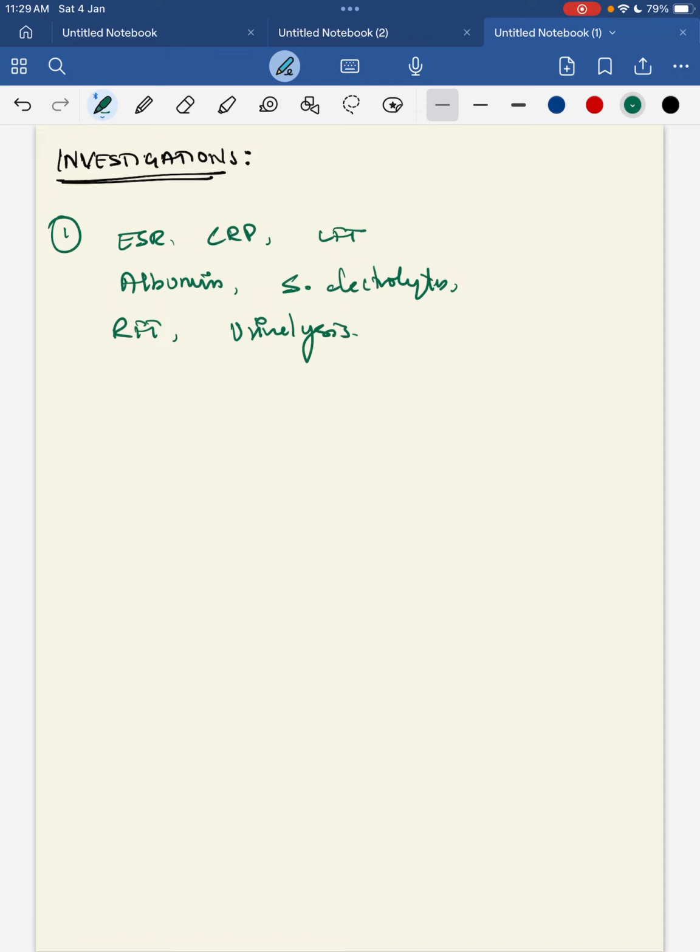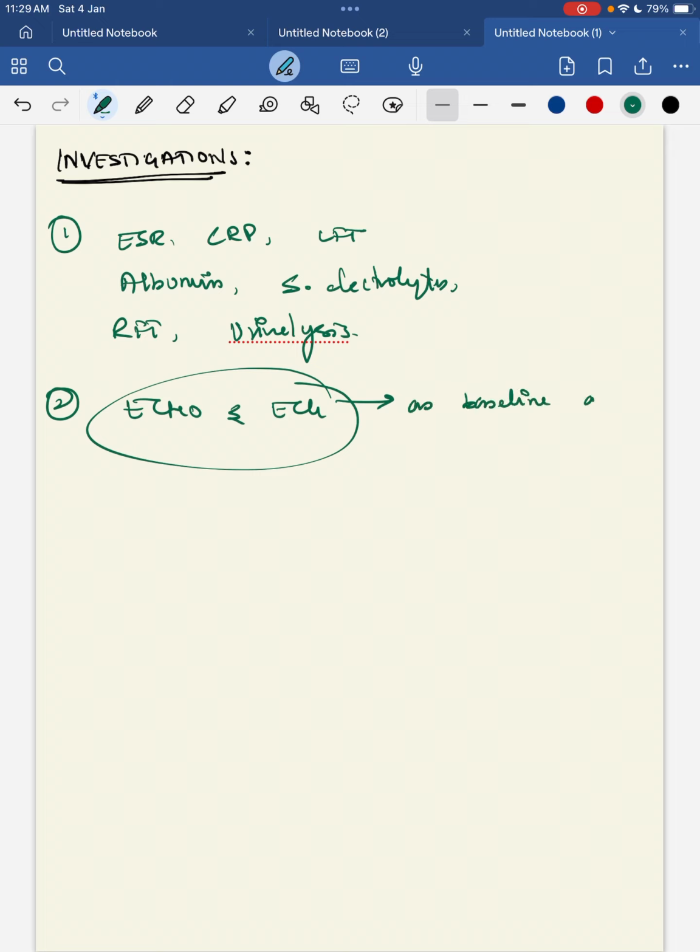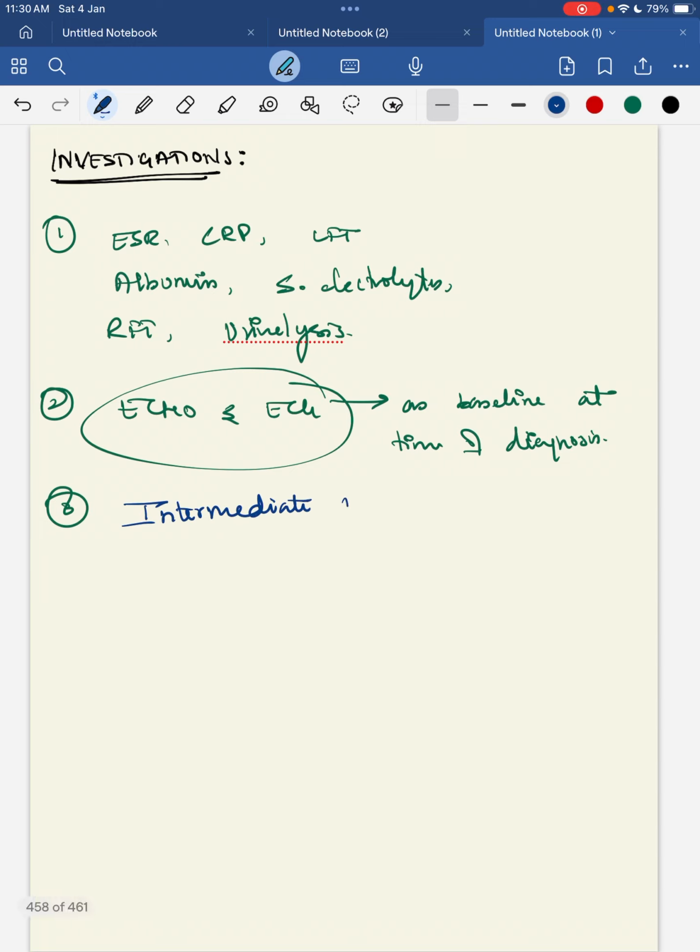When the child's initial echo is normal and the child has fulfilled your clinical criteria for Kawasaki disease and you have treated the child with IVIG, after 2 weeks of your initial IVIG, you take another echo that is called your intermediate echo. The echo that is taken 2 weeks after first IVIG, in whom your initial echo is normal.